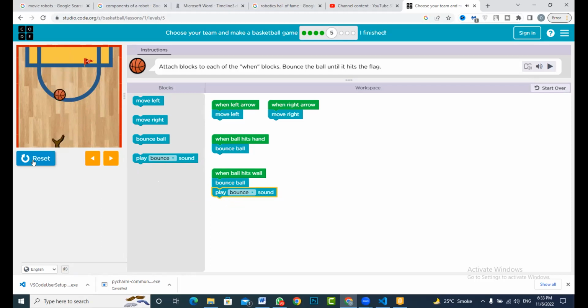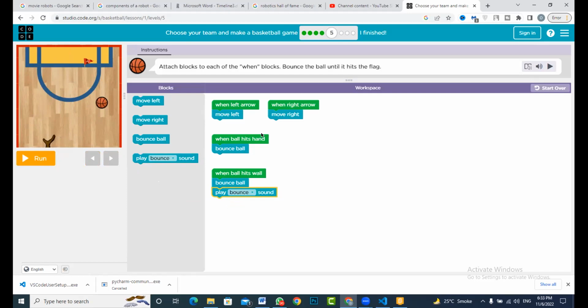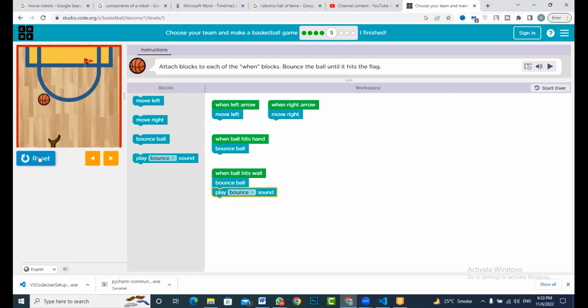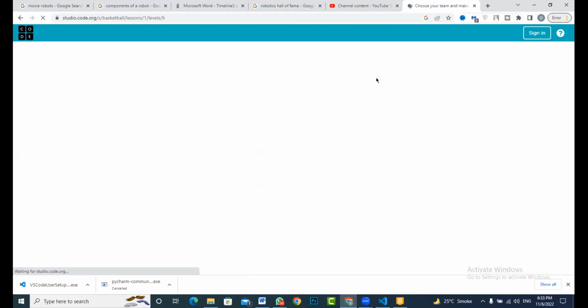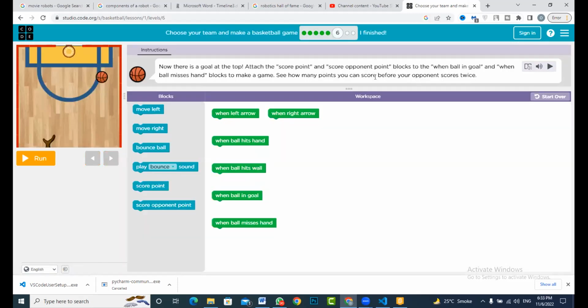Sir, I'm stuck on level 5. Yeah, on level 5 it's different. You have to attach all these blocks here and then run your game. And now you would have to target that red flag. Okay, it's basically like target practice. You need to keep doing it until you touch that red flag. So if you touch that, that would be over. Right? I don't know how to do it. You need to use your cursor.